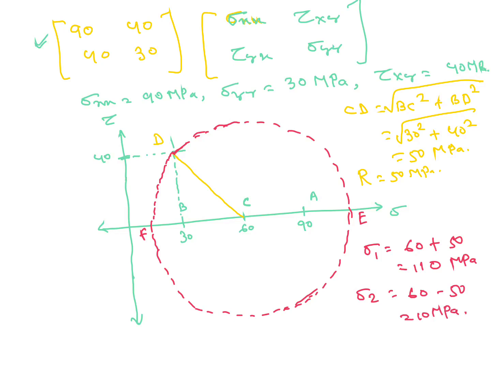Maximum value of shear stress. So tau max, we already know, is the radius of the Mohr circle, this is very important. It's 50 MPa. If they give a strain tensor and ask to find the maximum value of strain, then you have to take the diameter of the Mohr circle for strain tensors.